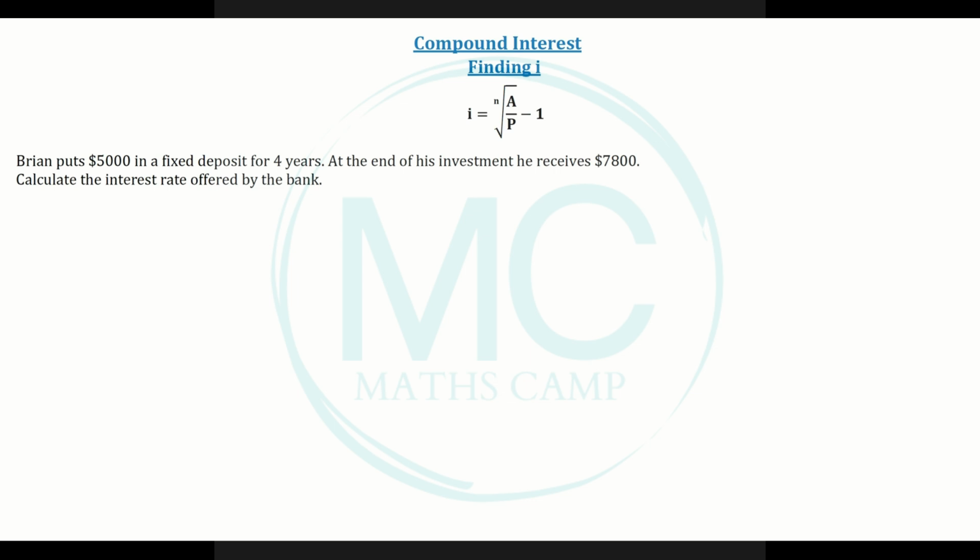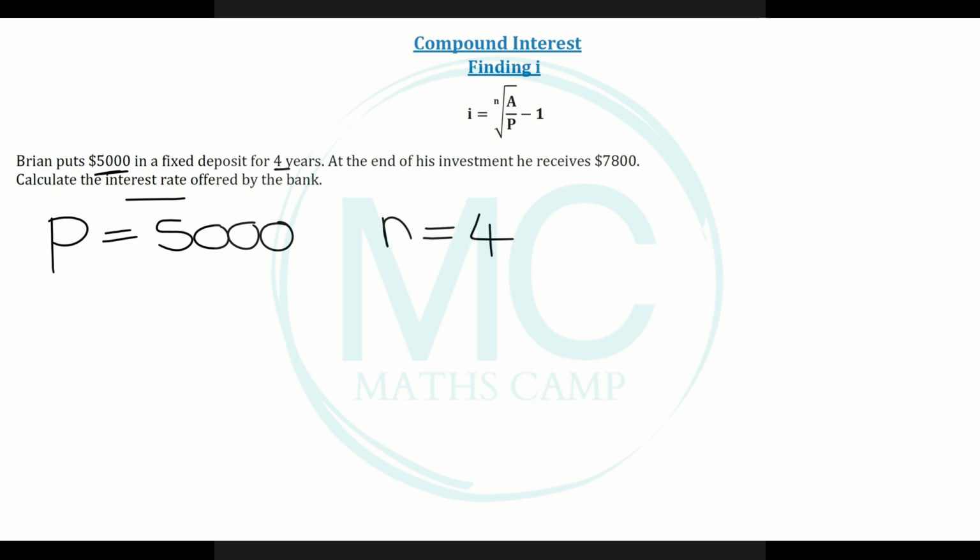Brian puts $5,000 in a fixed deposit for 4 years. At the end of his investment, he receives $7,800. Calculate the interest rate offered by the bank. We are looking for the interest rate, so we need to solve for i. Let's find our A, P, and n values. Brian puts $5,000 into an account. This is his original investment. We can say that P is equal to 5,000. He invests for 4 years. This is our duration. So n is equal to 4.